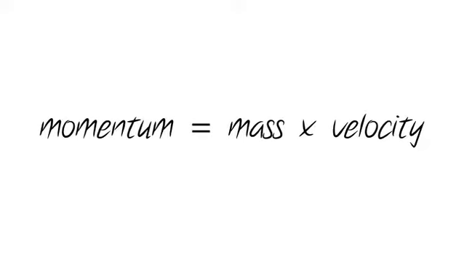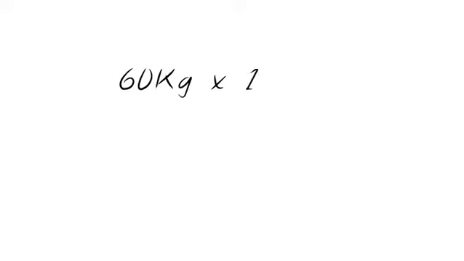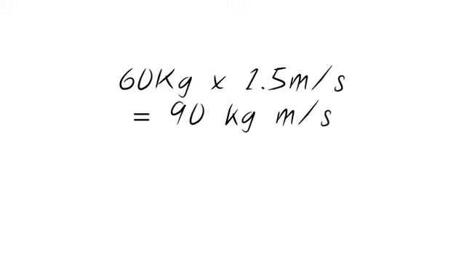Firstly, momentum. Momentum is a property that an object has, and it's defined as the mass times the velocity. Mass is how much stuff the object is made of, and velocity is how fast the object is travelling and in what direction. Direction is important too because we're dealing with velocity and not speed. For example, if your mass was 60 kilograms and you were walking down the street at a velocity of 1.5 meters per second, then you'd have a momentum of 60 times 1.5 equals 90 kilogram meters per second, or 90 Newton seconds.